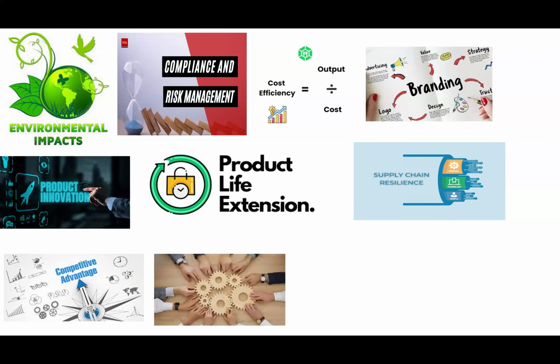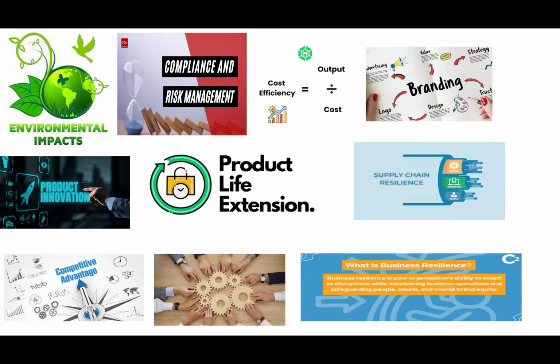Employees are more engaged when they work for organizations that align with their values. Participating in sustainable innovation can be a source of motivation and pride for design, engineering, and product teams.